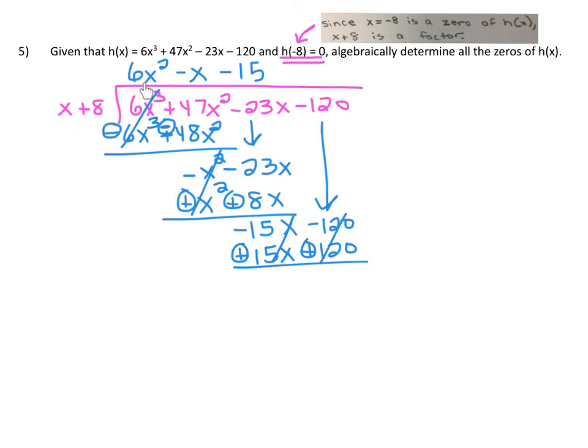So we know that x plus 8 is one factor, and that 6x squared minus x minus 15 is another factor. Let me put those together. We know that x plus 8 is one factor, and this answer we got right here is another factor, although we could factor that one further. But what this question wants us to do is not find all the factors. If that was what they wanted, once we factored this further, we'd be done. They want us to determine all the zeros. So to determine the zeros, we're going to make this into an equation and set it equal to 0.